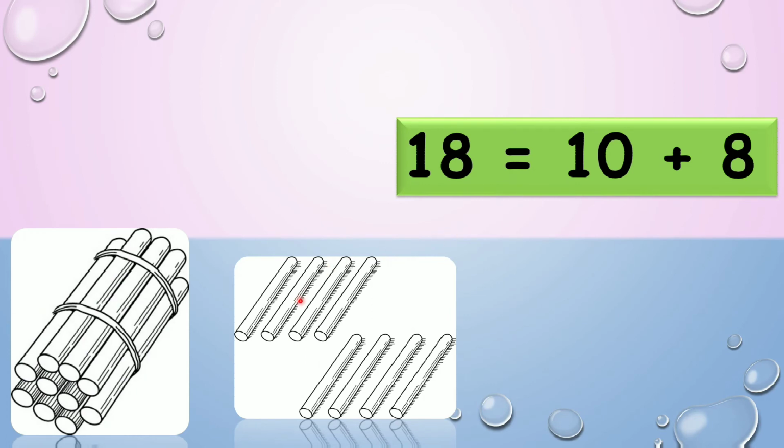Same as this example. We are going to count the sticks to see how many they are in total. We already established these are already 10. It's a bundle of 10. But then we have to count these independent sticks to see how many they are all together. 1, 2, 3, 4, 5, 6, 7, 8. So altogether they are 18 sticks in total.